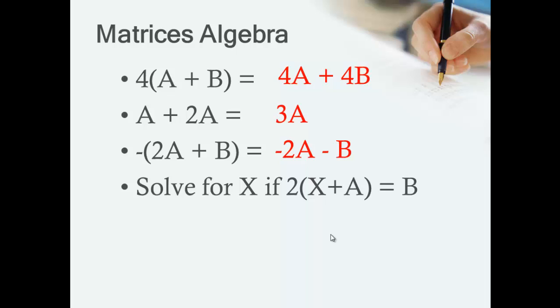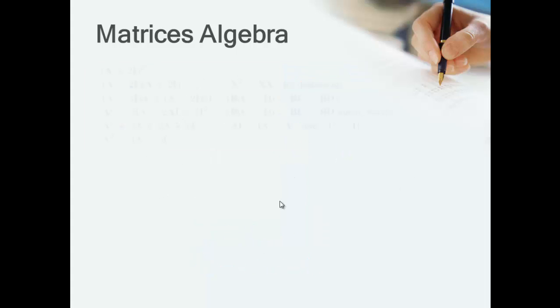Now if we have to solve for x for this particular equation, the first step would be to divide the b by a half. Alright, so it's a half b, and then what we do is we bring a across. So obviously if you want to bring it across the other side, you have to make it minus a. So the algebra for matrices is very much the same as algebra for anything else.